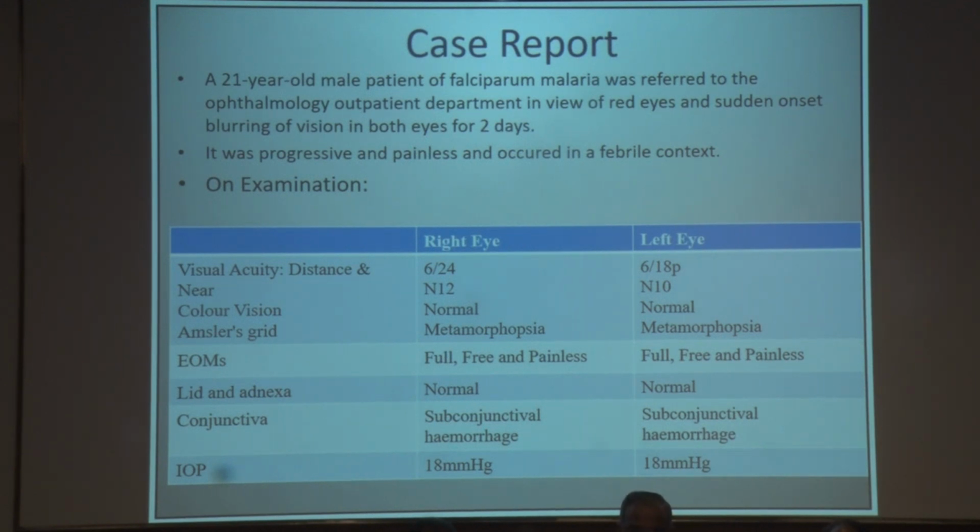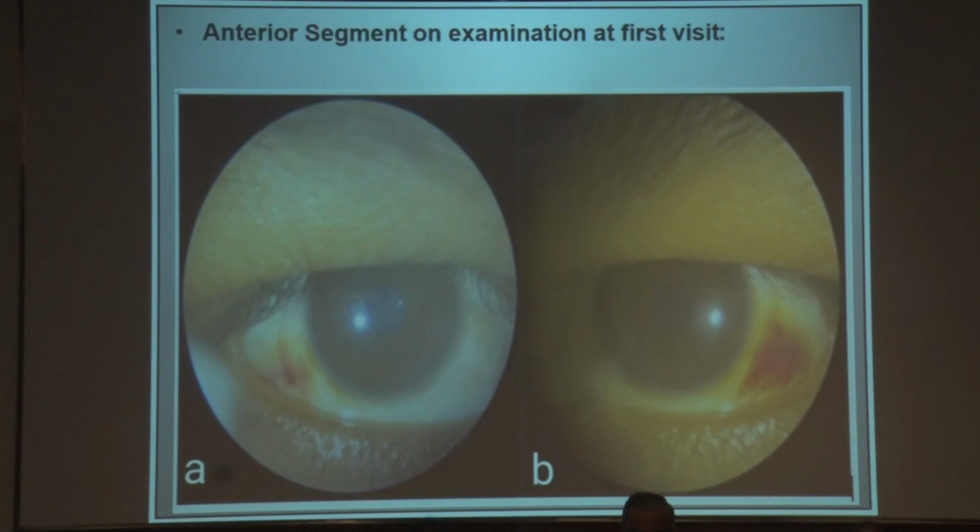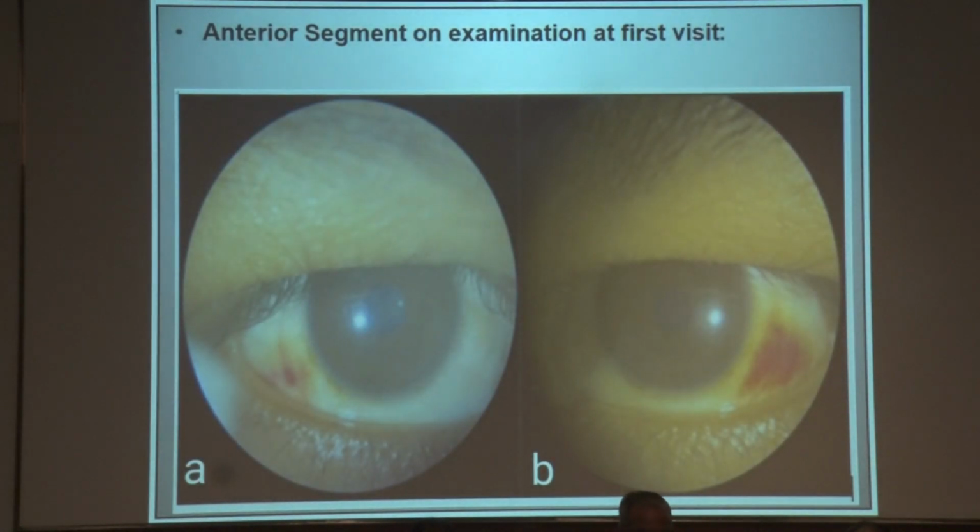On anterior segment examination, lids and adnexa were normal in both eyes. Conjunctiva showed subconjunctival hemorrhages on the temporal part in both eyes, and his intraocular pressure was 18 millimeter of mercury in both eyes. This is the anterior segment examination at presentation.